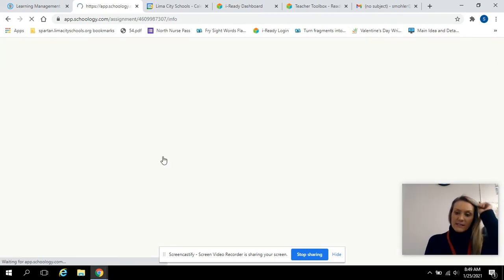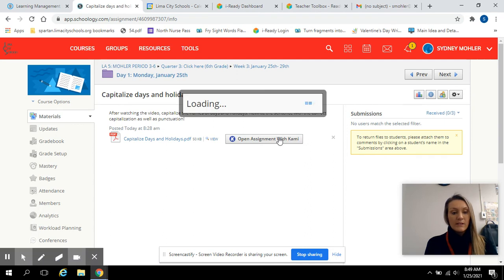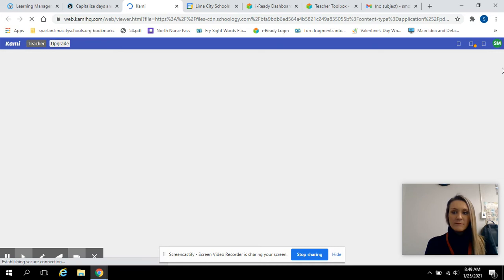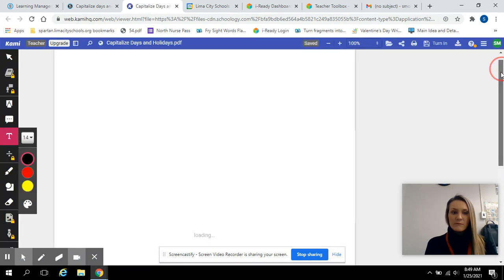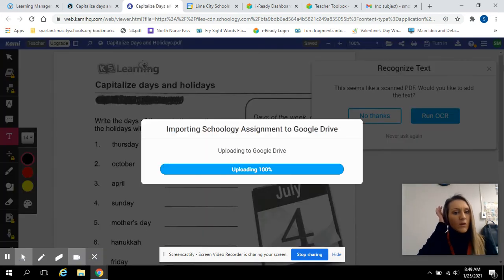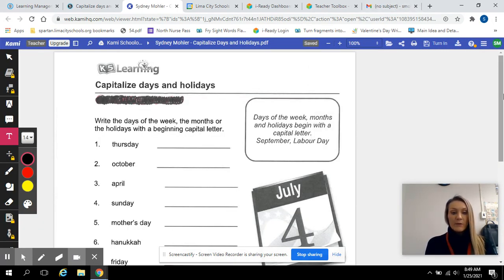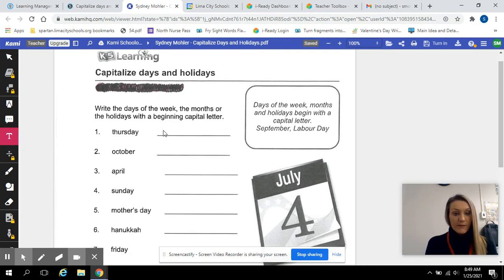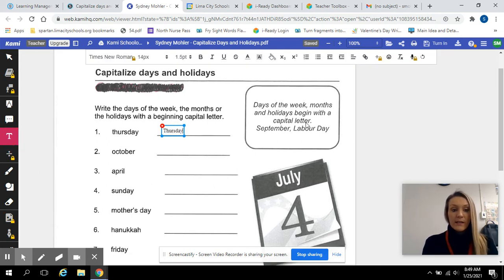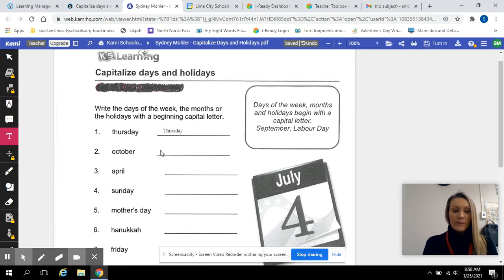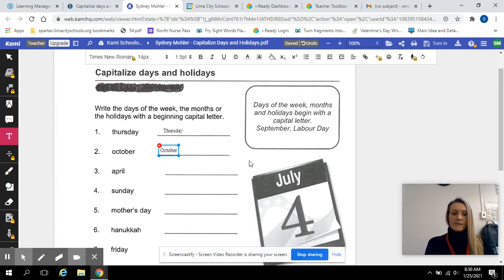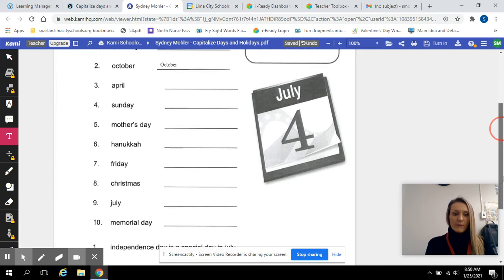the capitalization of the days and holidays, which we did together last week. So you should know what you're doing, but I will go over a couple. Write the days of the week, the months, or the holidays beginning with a capital letter. So Thursday is the day of the week. It needs to be capitalized. Okay, sometimes we forget the things that need to be capitalized in the middle of a sentence. October, that's a month. That is also capitalized. So go ahead and do the rest of those for your assignment.